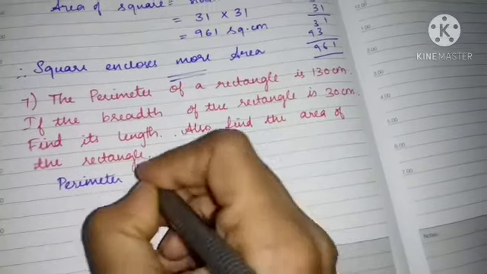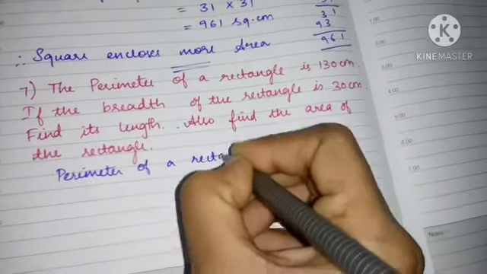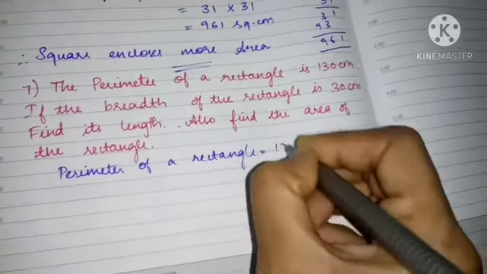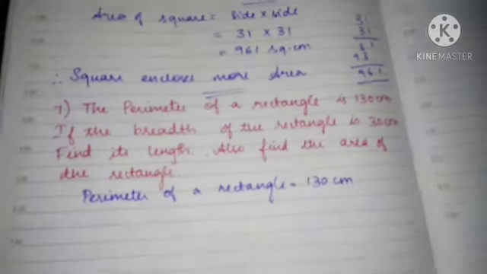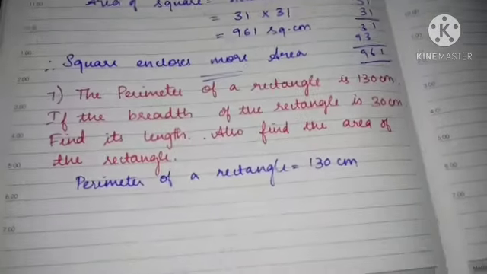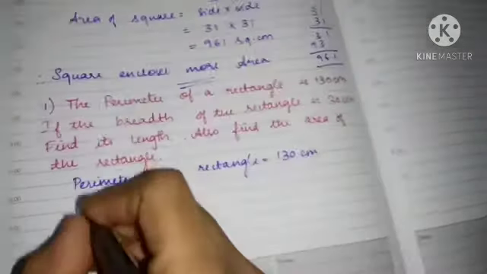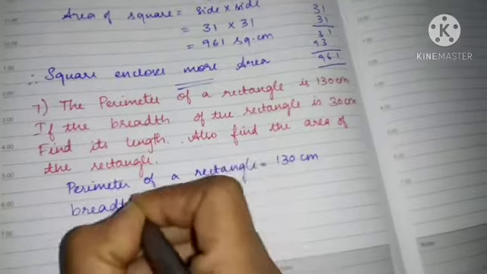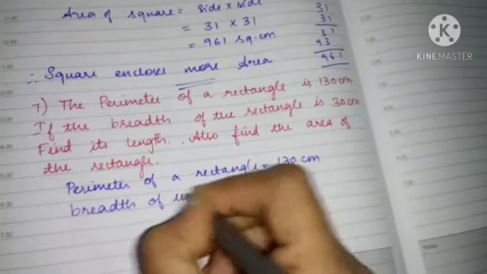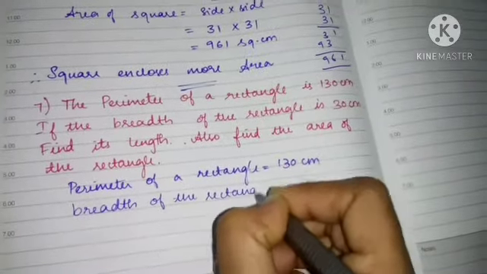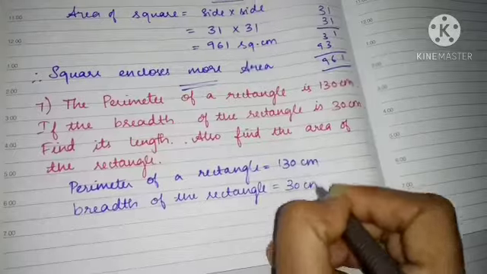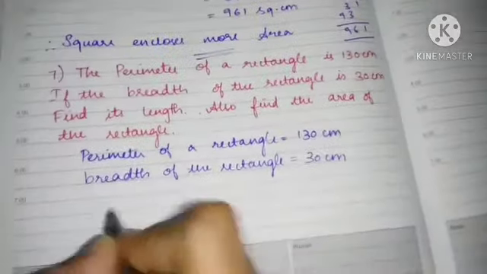Perimeter of a rectangle is equal to 130 centimeter. Okay. Next, what is given? Breadth, right? Breadth of the rectangle is 30 centimeter. So length you should find, right?